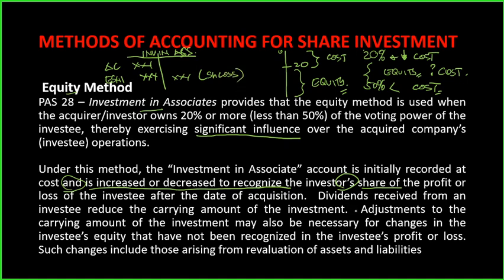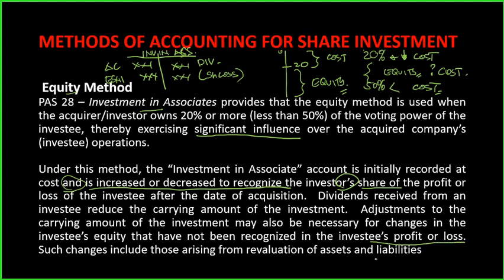Okay, what else? Dividends received from an investee reduce the carrying amount of the investment. So, as compared to cost method, in the cost method, you debit cash and credit dividend income. Here, you debit cash and then you credit investment in associate for the dividends. Okay po. So, ayun, adjustments to the carrying amount of the investment may also be necessary for changes in the investee's equity that have not been recognized in the investee's profit or loss.